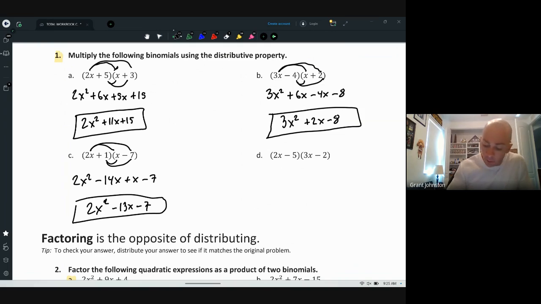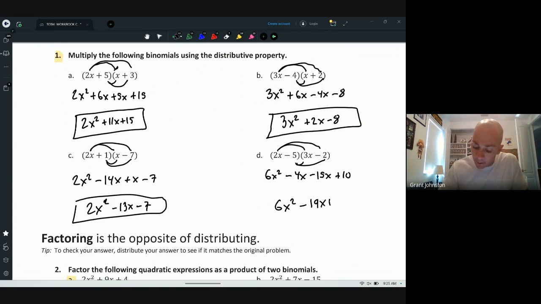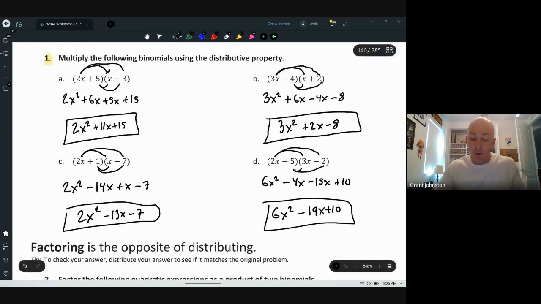I'll quickly do this one. 2x times 3x would be 6x to the second. 2x times negative 2 would be negative 4x. Negative 5 times 3x would be negative 15x. And negative 5 times negative 2 would be positive 10. Combine our like terms. Negative 4x minus 15x would be negative 19x, and then plus 10. I know I did those really fast, but that's just distributing. We did that earlier on in the year.